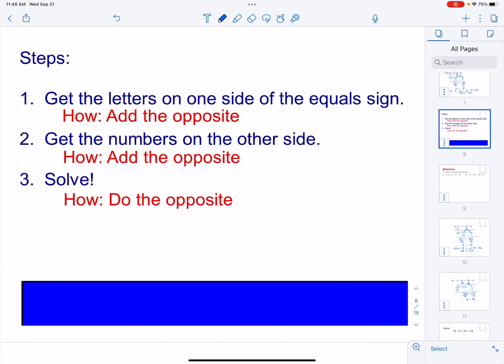We're going to follow 3 steps. Get your letters on one side. How do I do that? Add the opposite. Get your numbers on the other side. How do I do that? Add the opposite. And last but not least, solve. And how do I do that? I do the opposite. If I have a multiply, then you do a divide. If you had a divide, then you would do a multiply. And that's all there is to solving equations with variables on both sides of the equal sign.